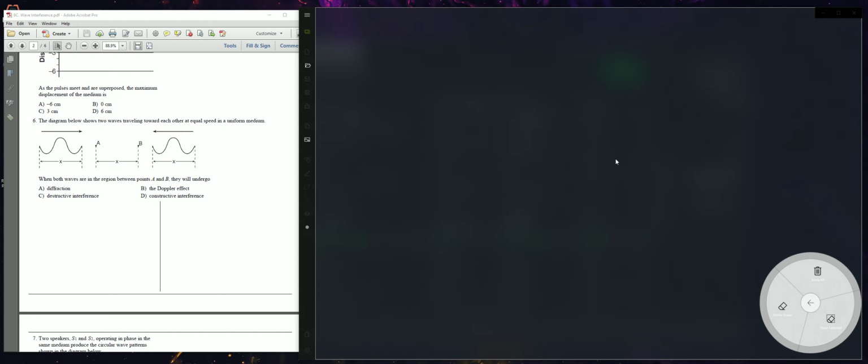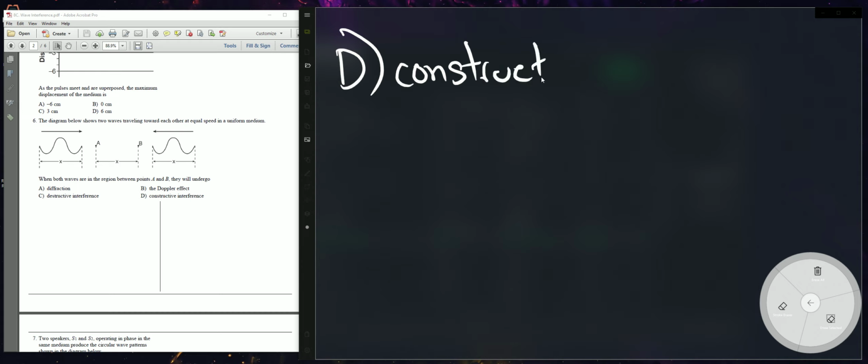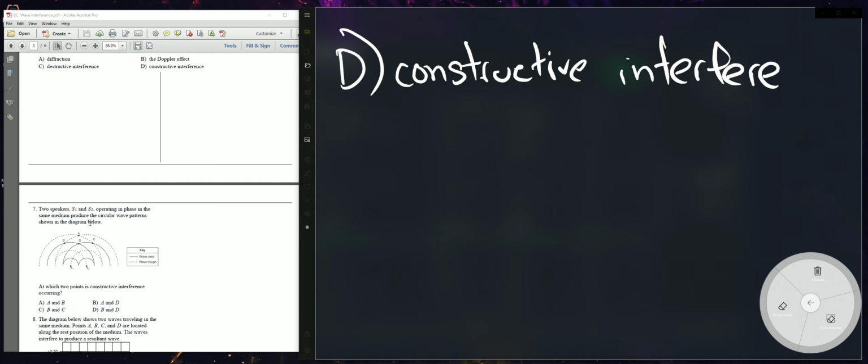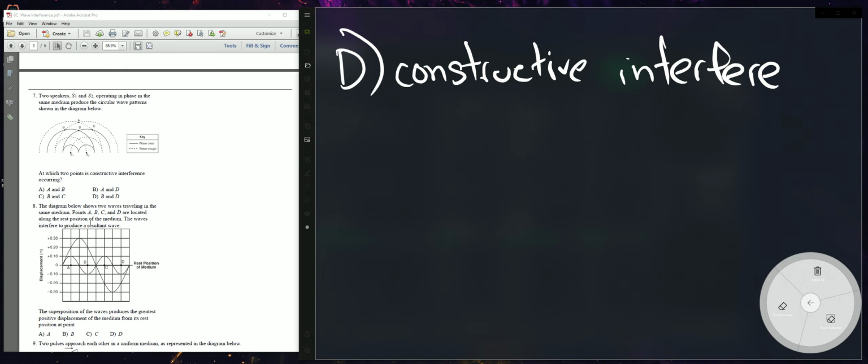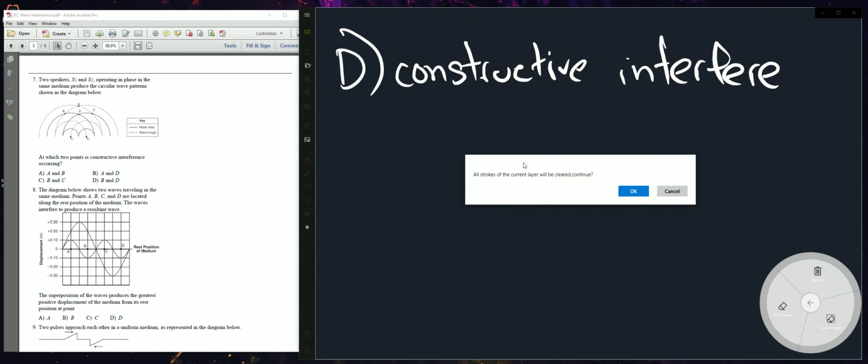So constructive interference. They're going to constructively interfere with each other because they're the same. They're waves in phase. Both waves are in phase with each other. So 7.